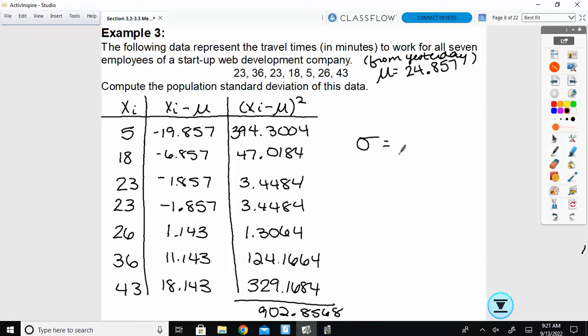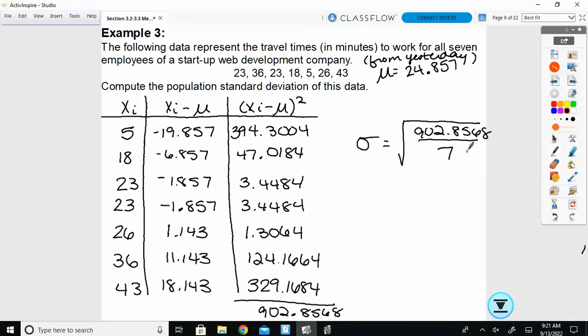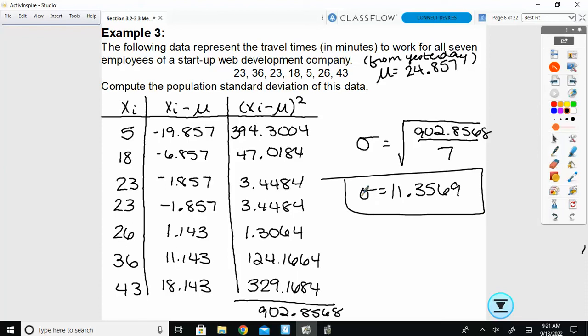Then the formula says we have to do the square root of that number divided by n, which is the number of points, and we had 7 points. So square root 902.8568 divided by 7. So my standard deviation is 11.3569 minutes.